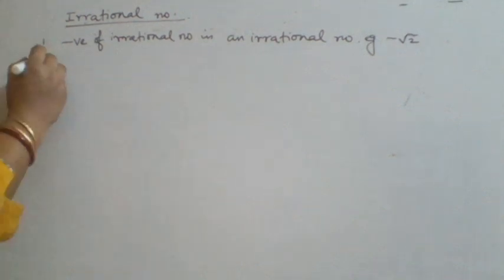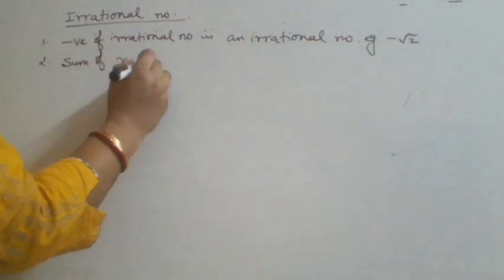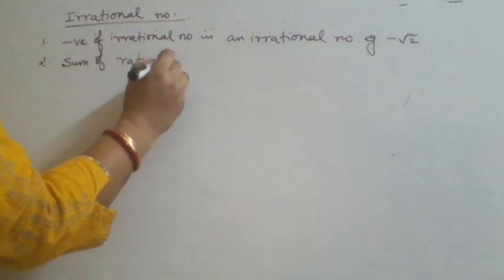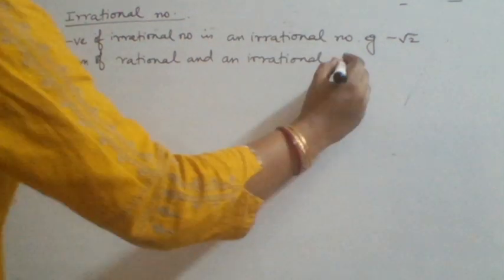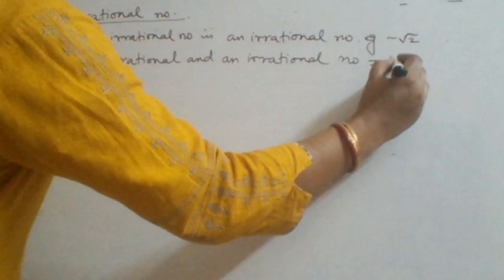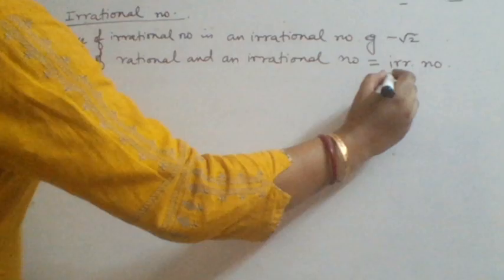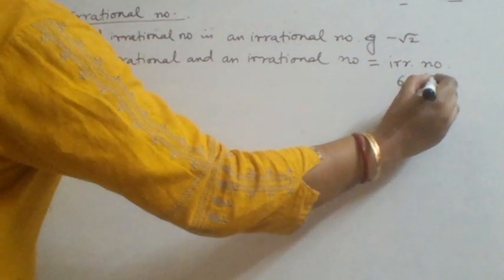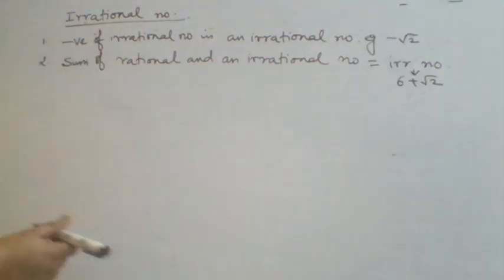Then number 2: the sum of a rational and an irrational number is an irrational number. Just now we found the example 6 plus root 2. This is rational and this is irrational, so this is going to be your irrational number, right?